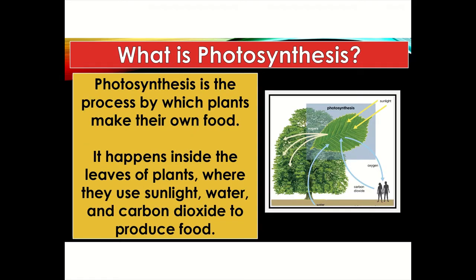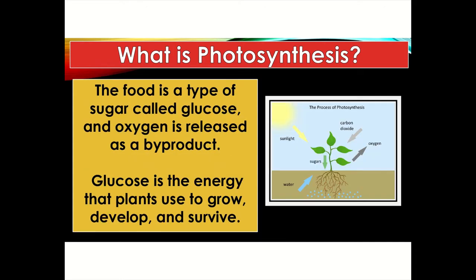What is photosynthesis? Photosynthesis is the process by which plants make their own food. It happens inside the leaves of plants, where they use sunlight, water, and carbon dioxide to produce food. The food is a type of sugar called glucose, and oxygen is released as a byproduct. Glucose is the energy that plants use to grow, develop, and survive.